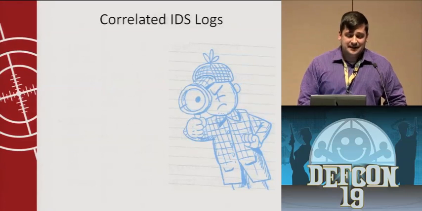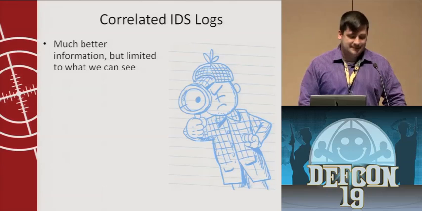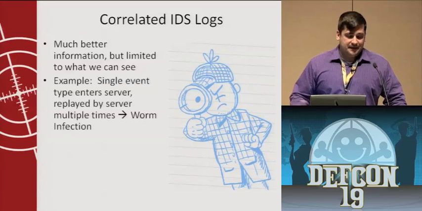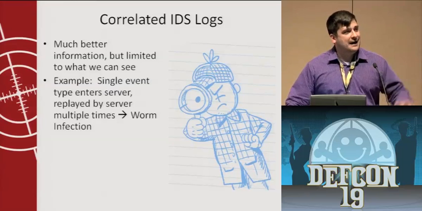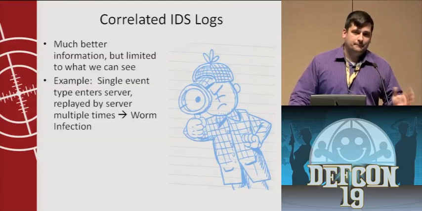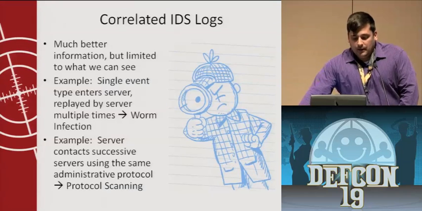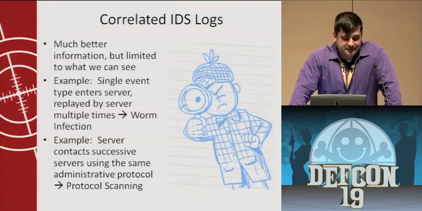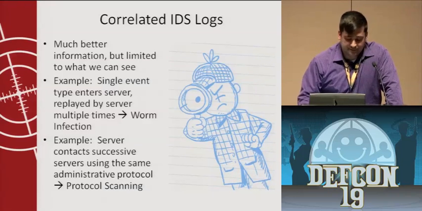As for the correlated IDS logs, there's a lot more information there, but it's limited to what we can see. A single event type, if it entered a server and then it was replayed by that server outbound several times, might be a worm. It might be email, but it might be a worm. If a server contacts successive servers using the same administrator protocol, so it's scanning outbound for, like, SSH, that's protocol scanning.